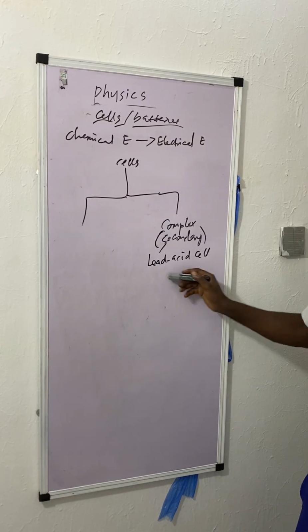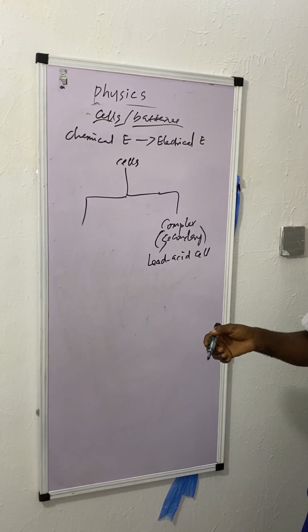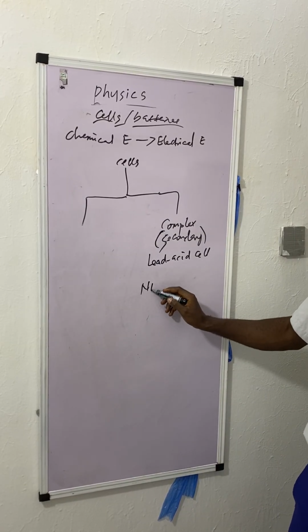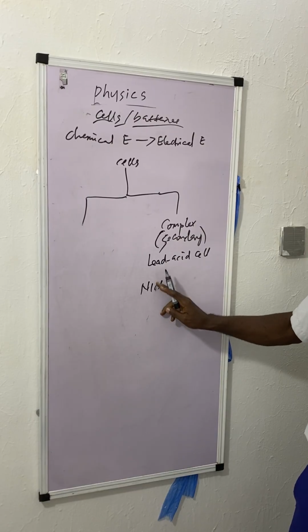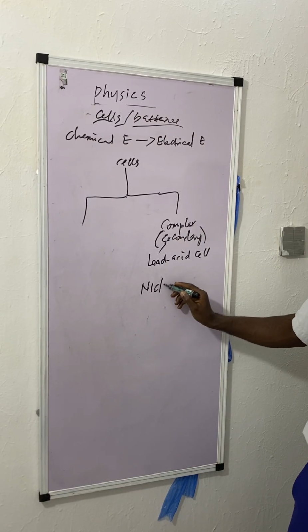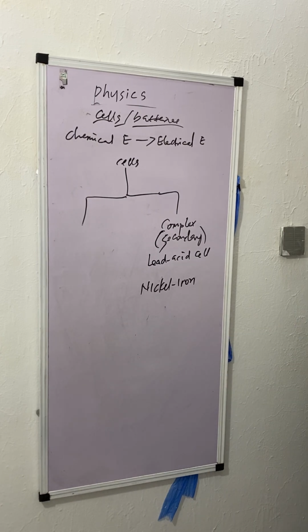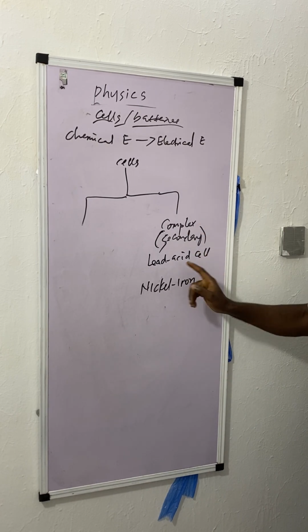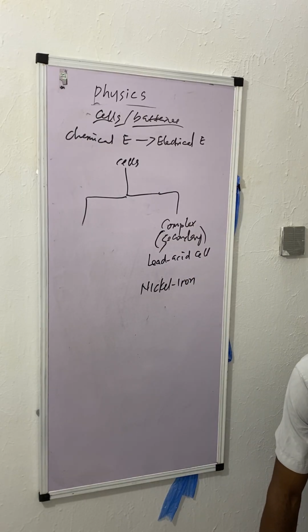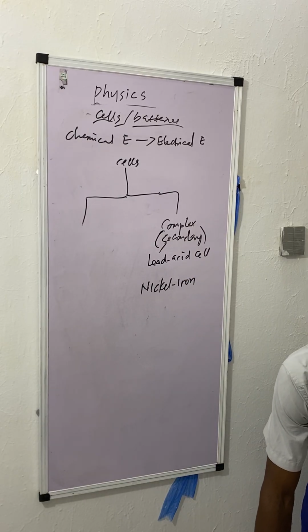Then the second one, this one is commonly used in car batteries. Remember, they are rechargeable. The second one is the nickel iron battery. This one is more durable than the lead acid battery. But the disadvantage is that it is expensive and has a lower efficiency.